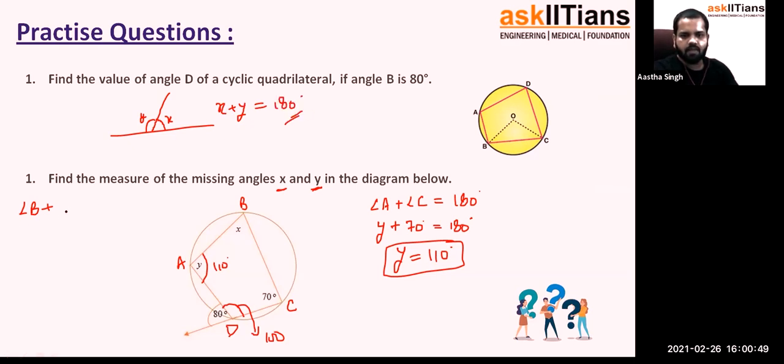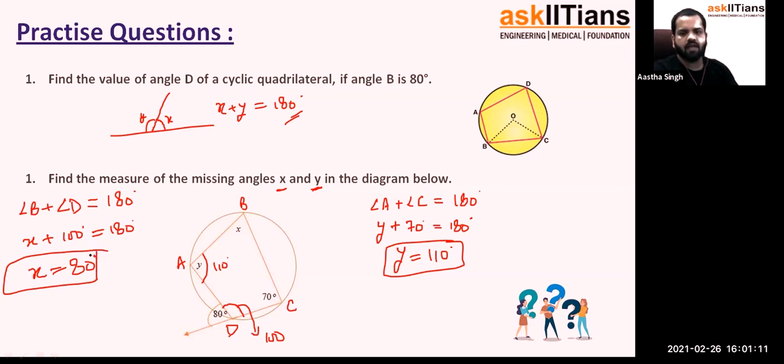Angle B plus angle D, we are talking about a cyclic quadrilateral, will be equal to 180 degrees. Angle B is the x. So with angle D as 100, x will be equal to 80 degrees. Angle x is 80 and your y is 110. The question was good, right? So I think you all have got the concept clear, right?